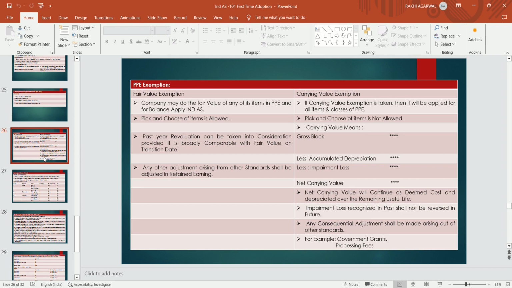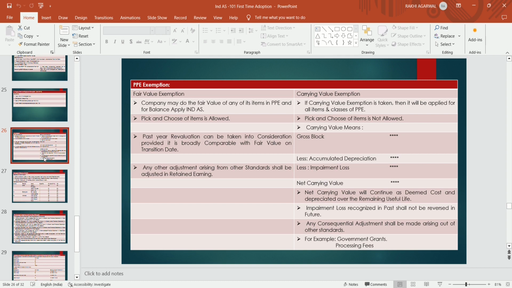Any other adjustment arising from other standards, like impairment, if any impairment is there, like if any government grant is there, like if any loan is there with borrowing cost, any adjustment from any other standard shall be adjusted in retained earnings. So these are the fair value exemption. You can do the fair value of any of the items. It is not necessary to do the fair valuation of all the items in the class of assets.